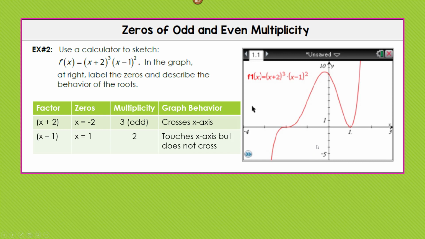Here we are at negative 2, and we can see that we are crossing the x-axis. That's because for x equals negative 2, we had a multiplicity of 3, which is odd. But at x equals 1, we just touch it. It comes down, hits it, and goes back up. It does not go across. At x equals 1, we have a multiplicity of 2, and you can see we touch it but don't cross. Do you see how just looking at the polynomial, we can know so much about what the graph is going to look like?